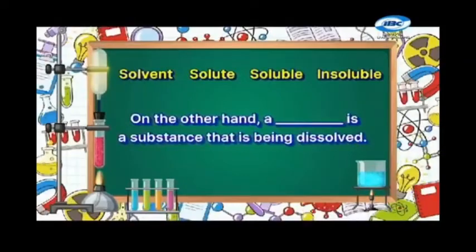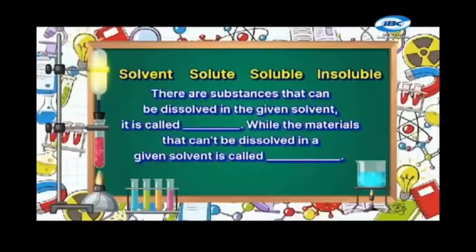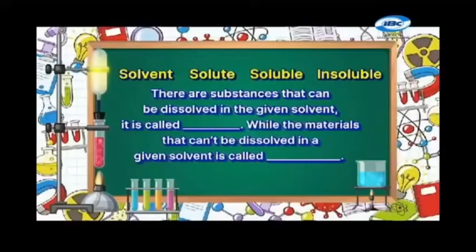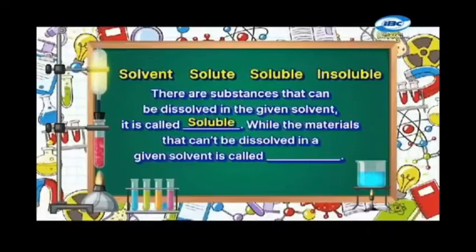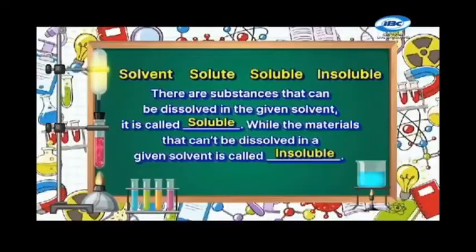On the other hand, a blank is a substance that is being dissolved. On the other hand, a solute is a substance that is being dissolved. There are substances that can be dissolved in a given solvent. It is called soluble, while the materials that cannot be dissolved in a given solvent are called insoluble.